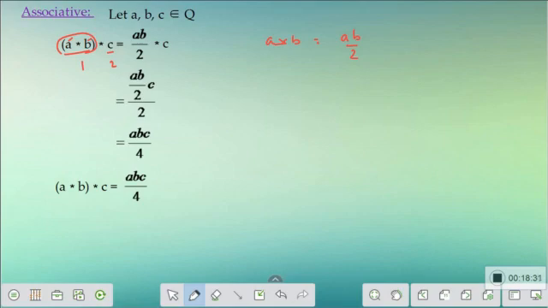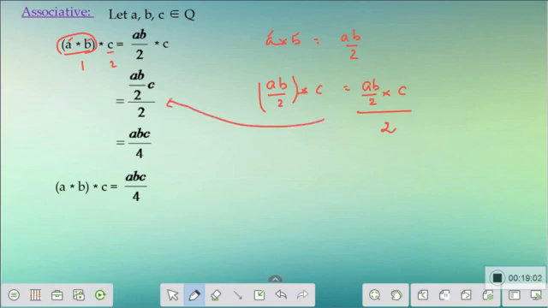Now in the place of A, I'm going to have AB by 2, and in the place of B, I'm going to have C. Now when you have this binary definition, it means the first element into second element divided by 2. Here the first element is AB by 2 into the second element is C, the whole divided by 2. This is the definition of the binary operation when you have it for three elements here.